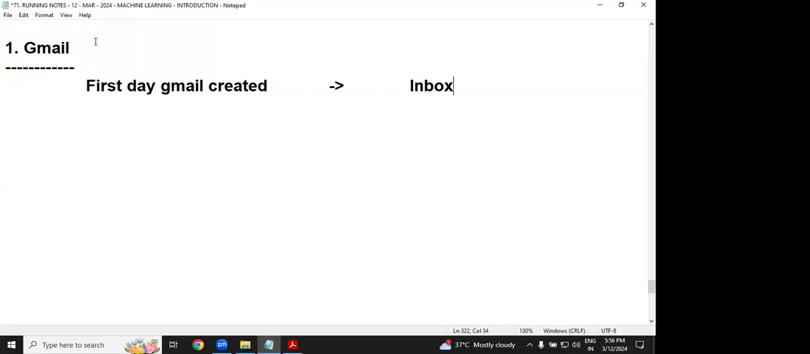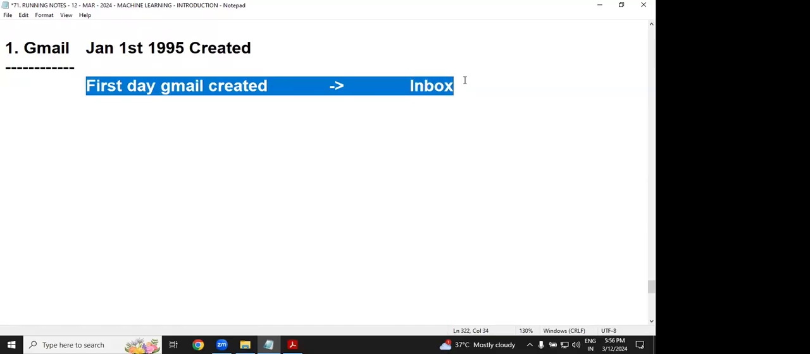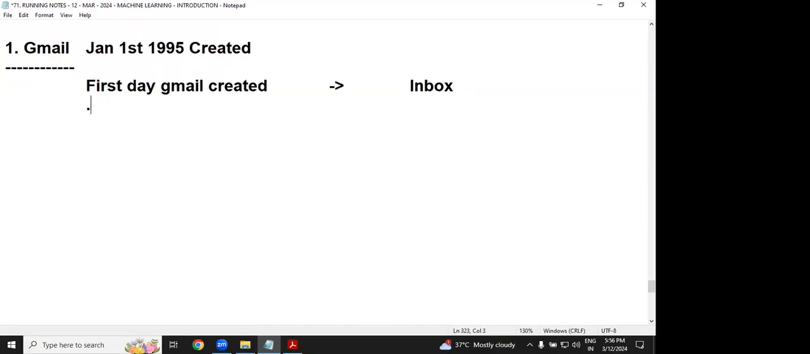Just assume that on January 1st, 1995, Gmail was created and launched. Once it was launched, people started communicating with each other almost every day. Now 5 years have gone. Once 5 years are done, can somebody tell what happened? Data generated.